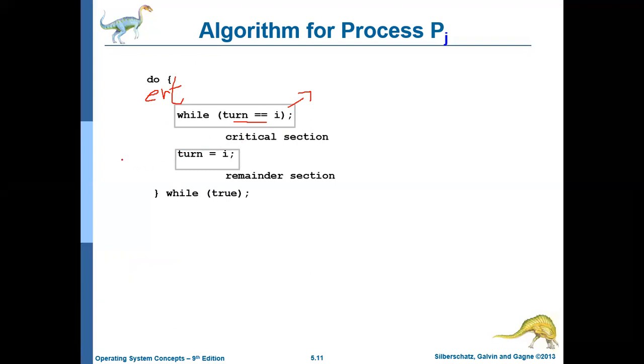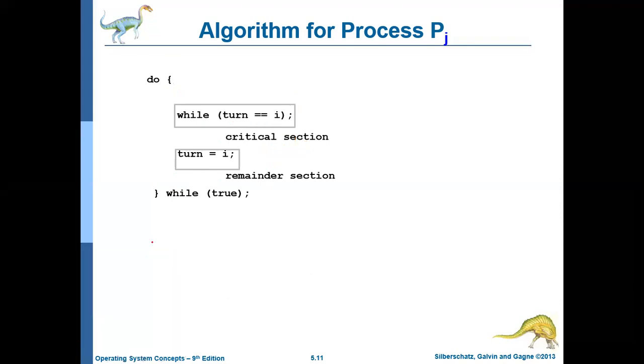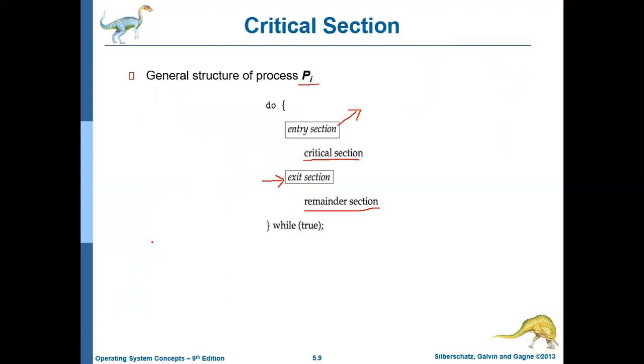After finishing the critical section, it will execute the exit section. In the exit section, it makes turn equal to i. So it means now the next process, i, will execute. Then comes the remainder section. So this is the code corresponding to processes i and j, which ensures that the shared data can be accessed without creating any inconsistency, so that the shared data will be consistent.